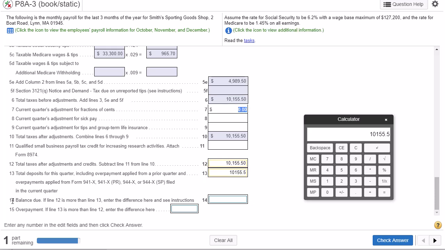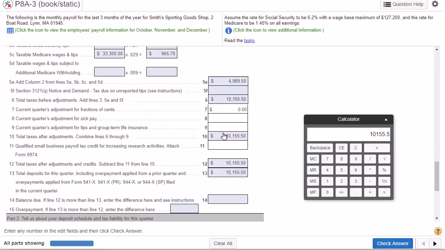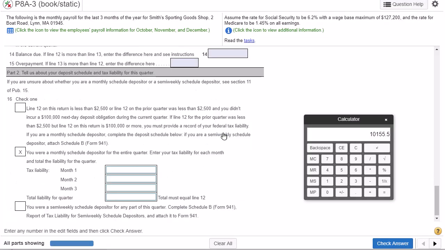Okay, line 14, balance due. If line 12 is more than line 13. But they're the same, and I know for a few of you that's going to bug you that there's no 0 in there. Okay, they're the same, so there's no balance due. Overpayment is if line 13 is greater than line 12. But there is no difference, so there is no overpayment or balance due. Check our answer. Well done. So we're almost done.